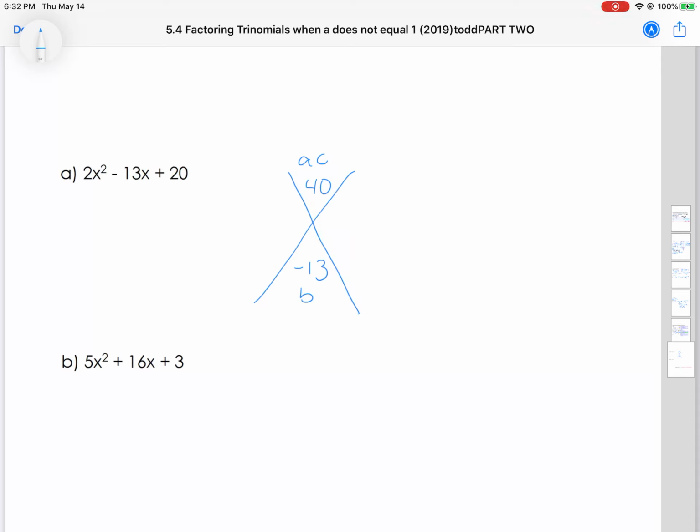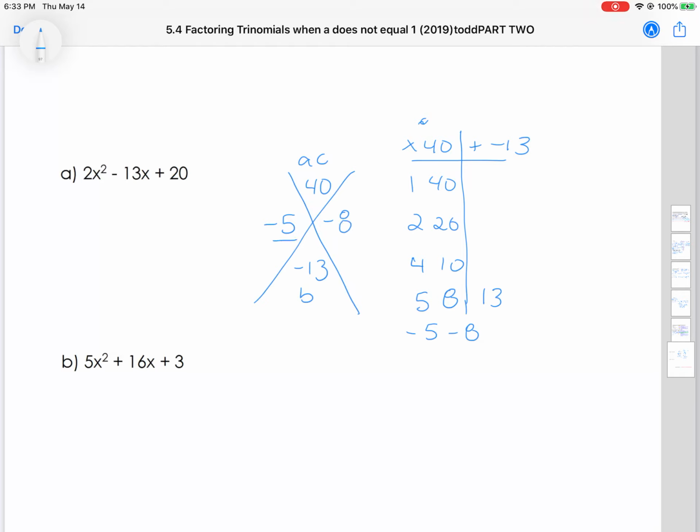So again, if you're not sure, you've got to go through it, right? So multiply to give 40, add to give -13. 1 and 40, no. 2 and 20, no. I don't think 3 is a factor. No. 4 and 10, no, but we're getting close. 5 and 8, okay? 5 and 8 can be added together to give 13, but if you do +5 and +8, you're going to get +13, so we need -5 and -8. Okay, and then we have to divide by A.